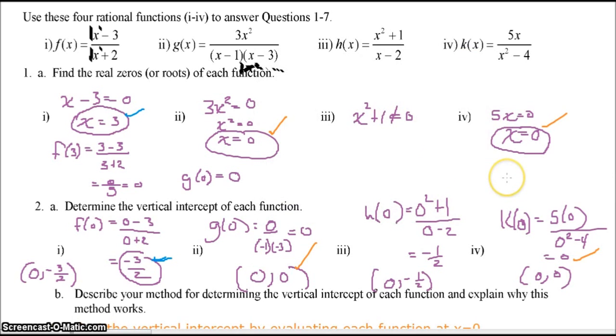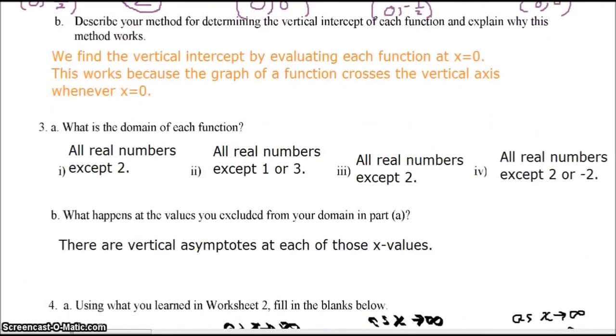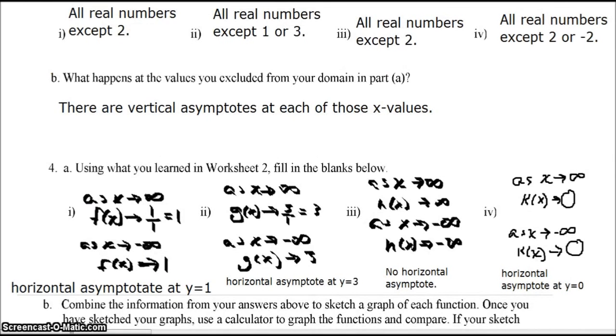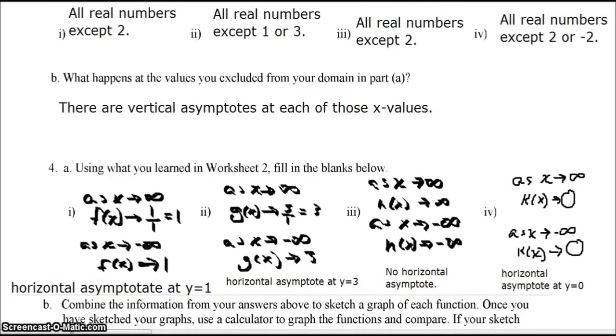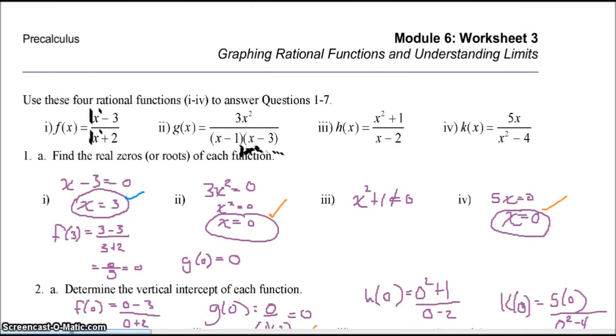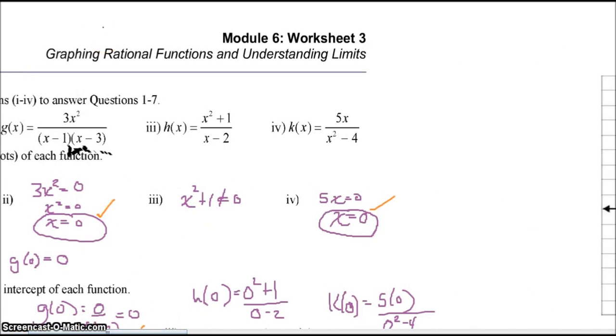So, intercepts are at the origin. Asymptotes at 2 and negative 2. Horizontal asymptote at 0. I think we got this. Let me just keep track of this one.